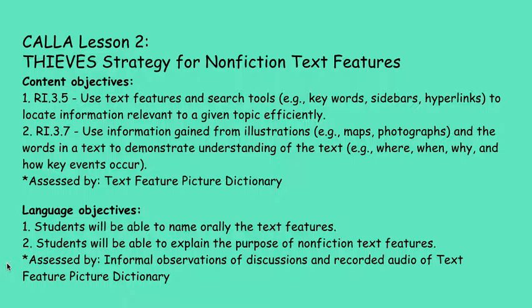Now, during this lesson, we were looking for students to be able to name orally these text features, again, using that mnemonic device, THIEVES, to help them remember those text features and what their names are. And then students are going to hopefully later on be able to explain what is the purpose of that text feature, how is it helping the reader. Now, as you can see, we assessed these objectives in this lesson by starting a text feature picture dictionary.